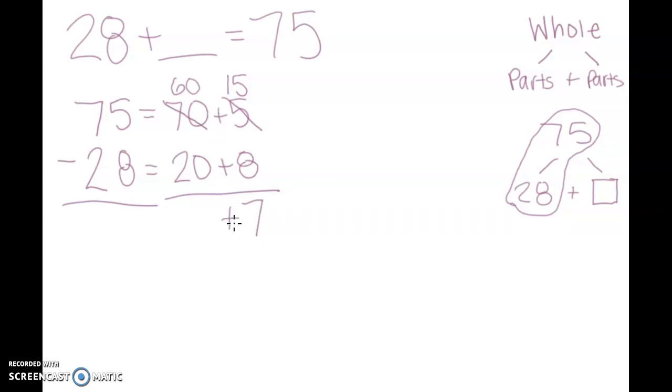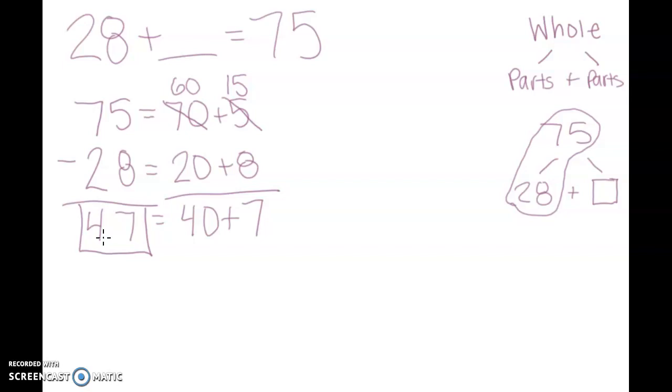Carry down your plus sign. Now we move to our tens. 60 minus 20. And that equals 40. Carry down our equal sign. 40 plus 7 equals 47. So we think we have found our missing addend, or our missing part.